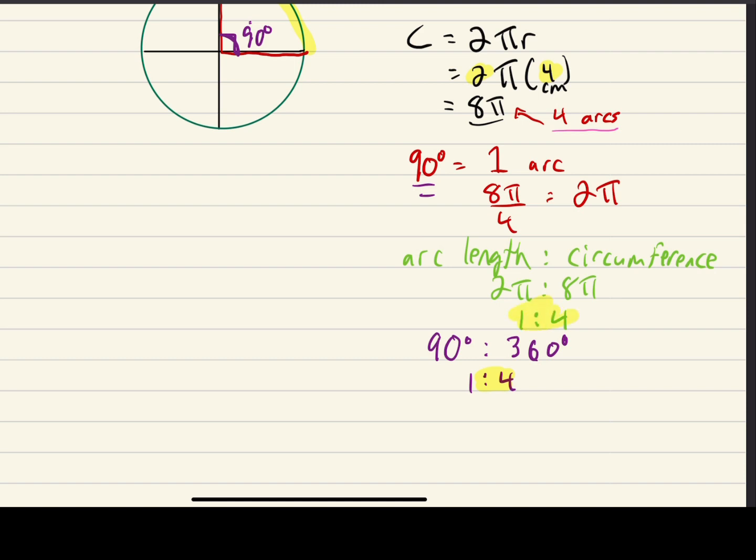So the ratio between the arc length and the circumference of the circle should always be equal to the ratio between the principal angle, in some cases we call this the central angle, and 1 full rotation of 360 degrees.